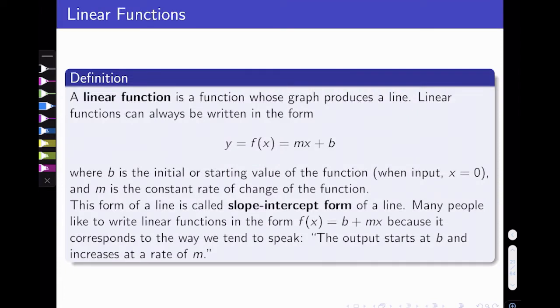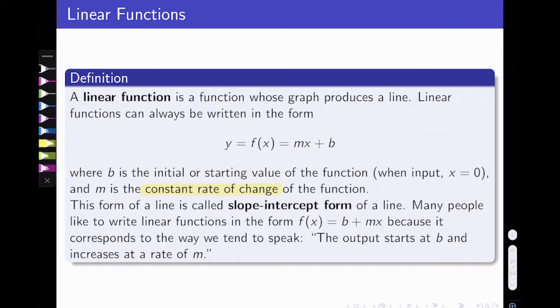A linear function is a function whose graph produces a line. Linear functions can always be written in the form y equals mx plus b, or in function notation, f of x equals mx plus b. b is the initial or starting value of the function, that's when the input is 0, or x equals 0. And m is a constant rate of change of the function. This is a key characteristic of a linear function in that it is a constant rate of change.